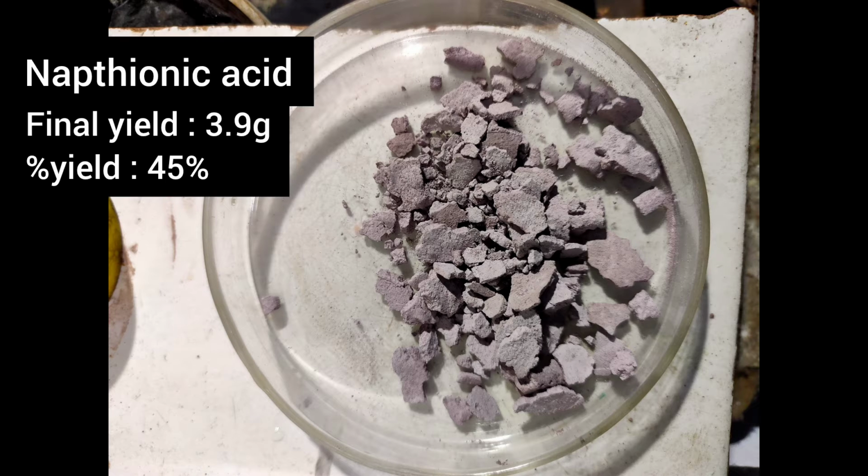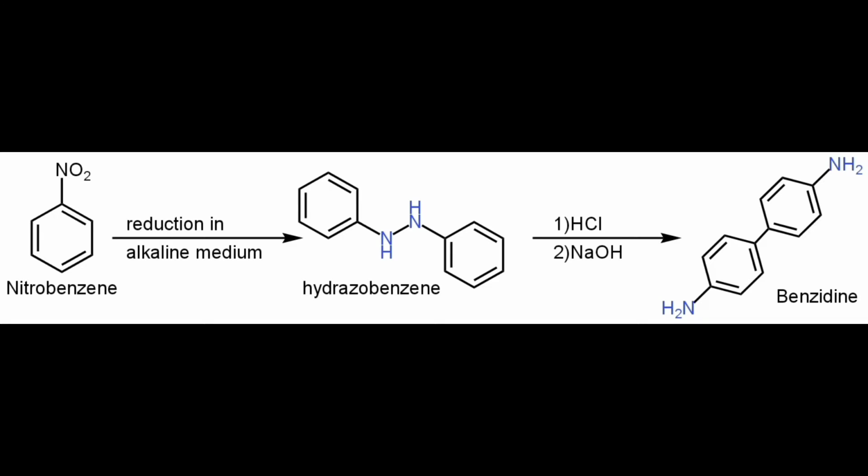Usually, the yield of naphthionic acid by the Piria reaction is 20 to 30%. I was also surprised to see a high yield in my reaction, although the product was washed very much and dried properly. So, our first precursor, naphthionic acid, had been prepared. Now I will be preparing a second precursor, benzidine, which is prepared from hydrazobenzene.